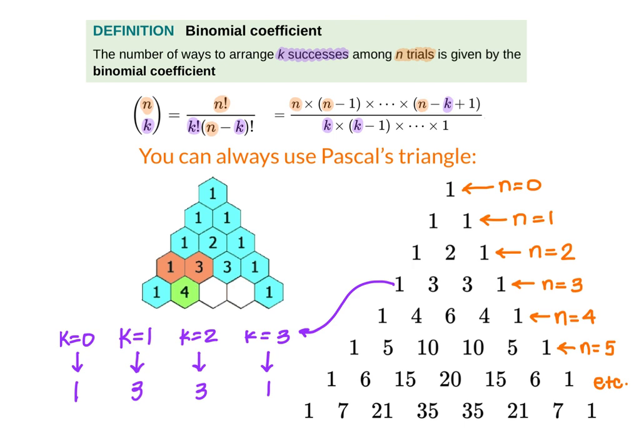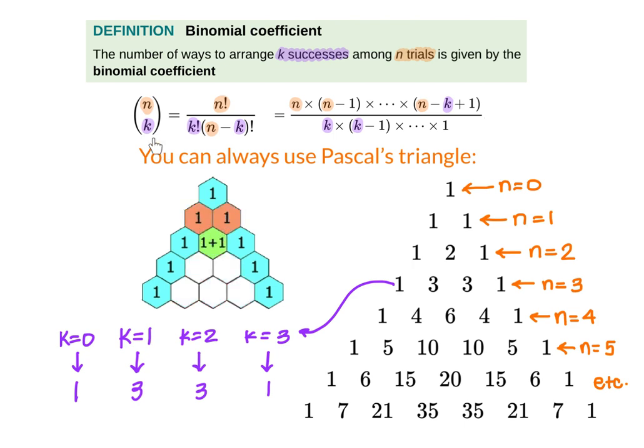And so every row is an n value starting at 0, because anything to the 0 power is 1. And then if this is n equals 1, these are your 2 coefficients. N equals 2, these are your 3 coefficients, etc. And so if I took a look at n equals 3, you're going to have 4 different coefficients.